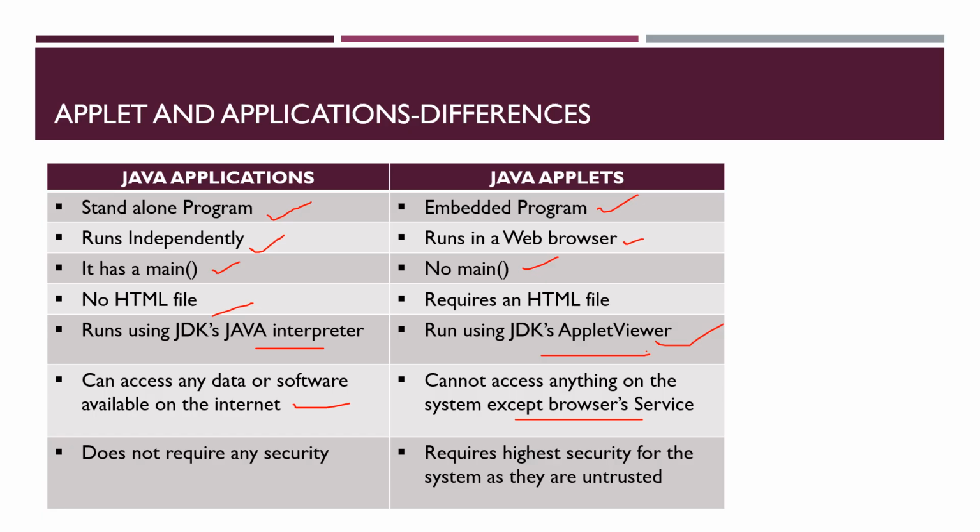For security concerns, Java applications are installed intentionally by the user. They do not need strict security restrictions. But applets require the highest security for the system. So these are the differences between applets and normal applications.